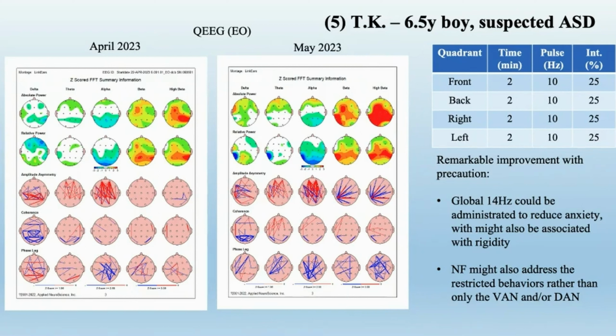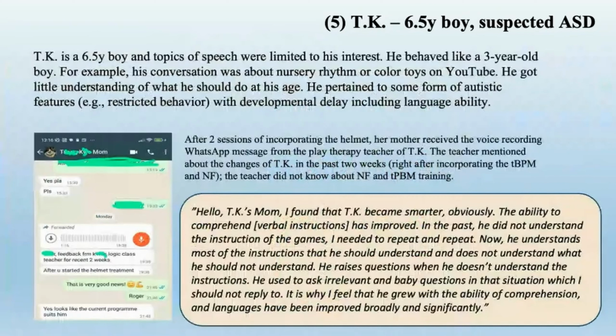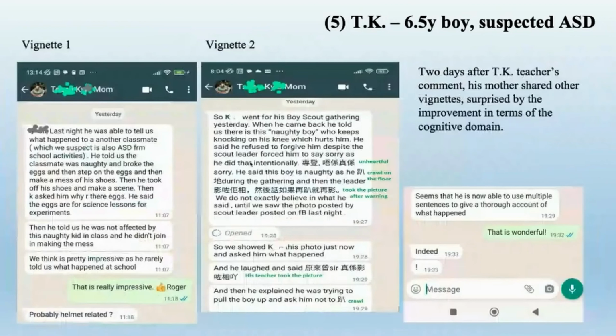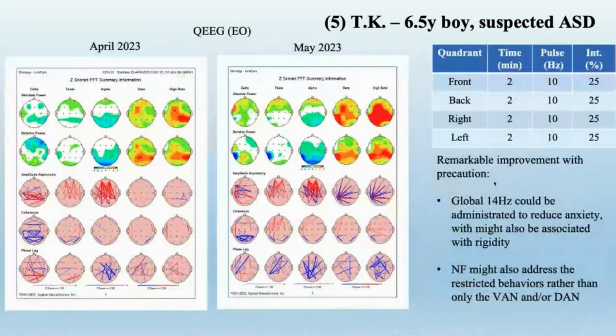One point is that this child has some kind of restricted behavior as well, quite obviously. What I learned is that I should integrate 14 Hz as well for the global, the next time I use the helmet, to reduce the anxiety, which shows up as increased high beta or beta. And I should also adjust my neurofeedback protocol to make the situation more balanced, improving all the areas, not just the language. This is what I observed from the brain map.